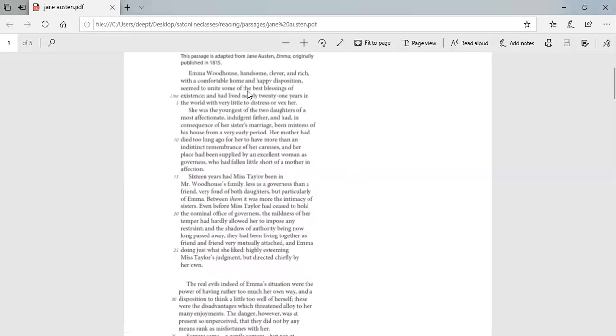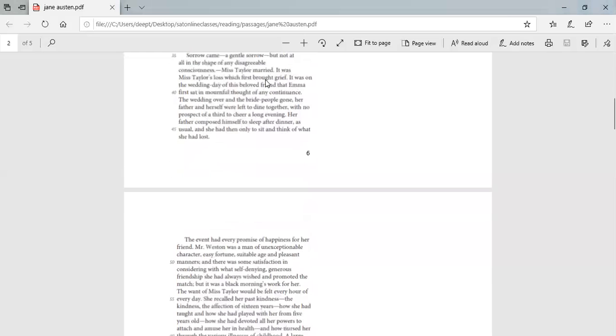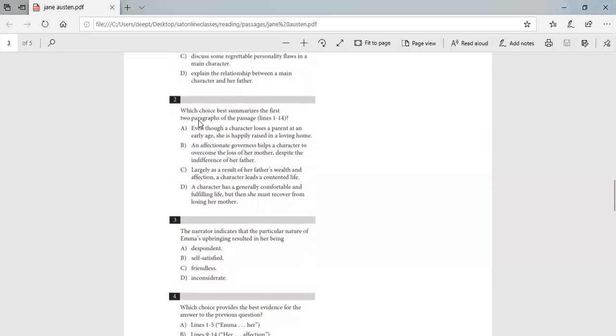First, I was talking about how Emma lives this way and she's all blessed and everything is good with her. Then a description about how many people are there, then the mom is not there, and then the governess is there. That's all, nothing more. So until here, we know what is being discussed, and then let's go to the question. Option A: even though a character loses a parent at an early age, is the parent loss given in the first two paragraphs? Yes. She's happily raised in a loving home. She's happy? Yes, she is. She's raised in a loving home? Yes, she is. So yes, keep this one.